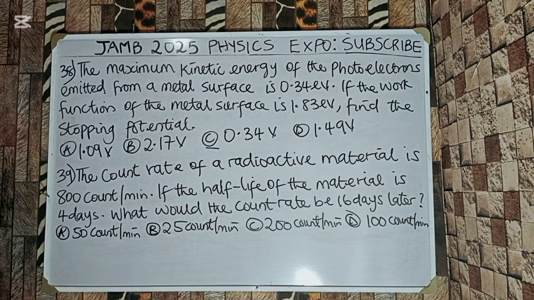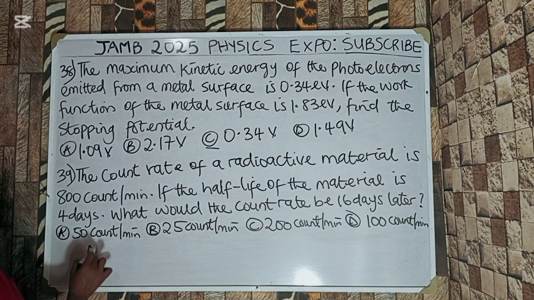Question 39. The count rate of a radioactive material is 800 counts per minute. If the half-life of the material is 4 days, what will the count rate be 16 days later? Option A, 50 counts per minute. Option B, 25 counts per minute. Option C, 200 counts per minute. Option D, 100 counts per minute.